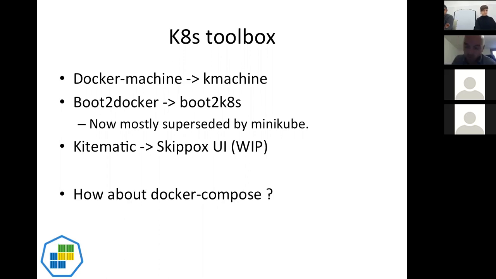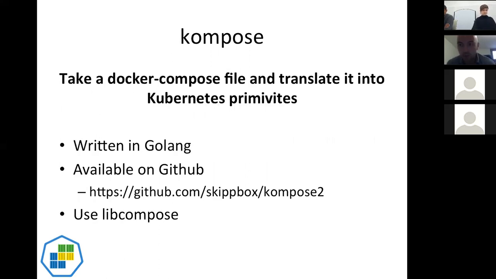And what did we do? Well, we created Kompose with a K. And what does Kompose do? Well, it takes a Docker Compose file and translates it into Kubernetes primitives. So imagine you have a straight up Docker Compose that works with regular Docker. Now you can easily generate replication controllers, services, daemon sets, replica sets, charts, and so on. It's written in Golang, available on GitHub, open source, Apache license.